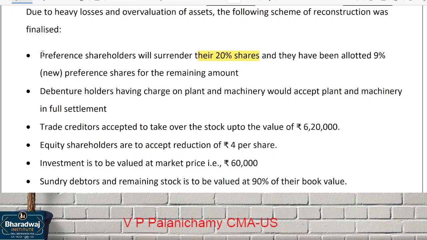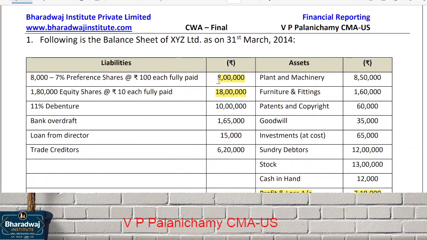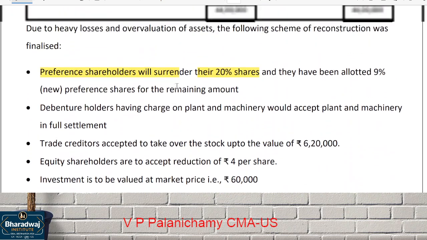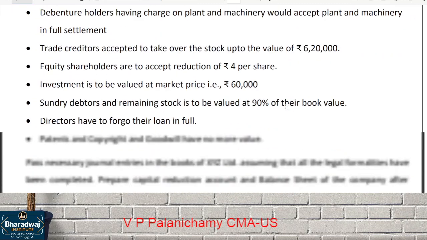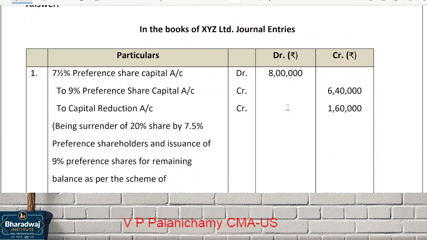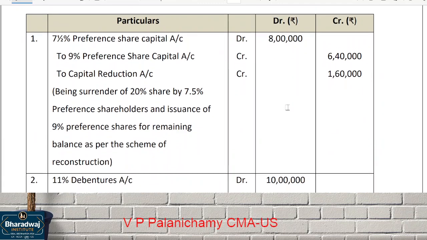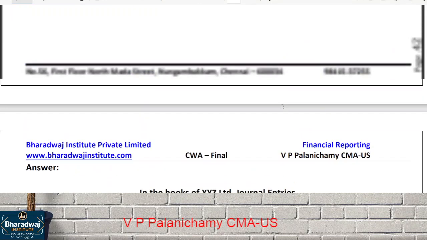What is the entry you will pass for this? Debit 7% preference share capital account, what is the amount? 8 lakhs. So 9% preference share capital how much? That is 80% of the amount. Balance will go to which account? Capital reduction account. The solution might have passed 2 entries or sometimes 1 single entry. That doesn't matter, but conceptually it is okay. 7% preference shares account debit to 9% preference shares. Balance goes to capital reduction account. It's pre-solved, so we will just see the solution and the numbers.